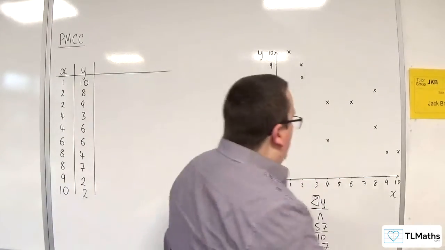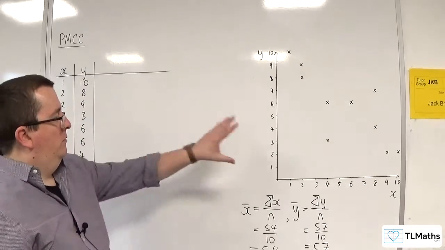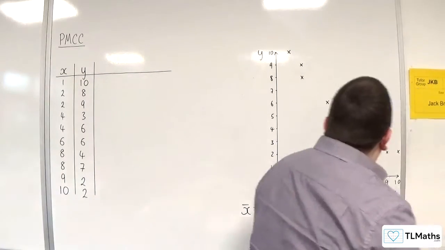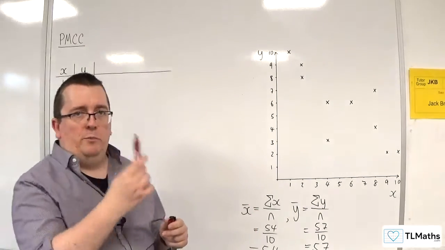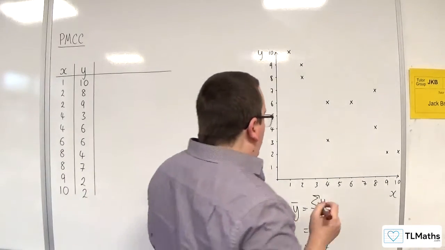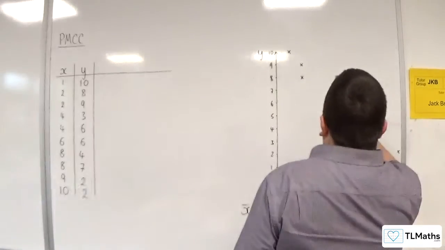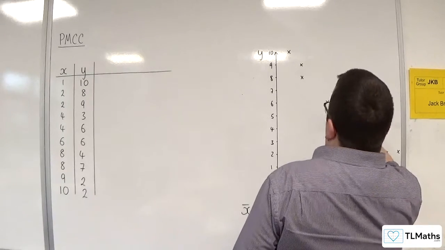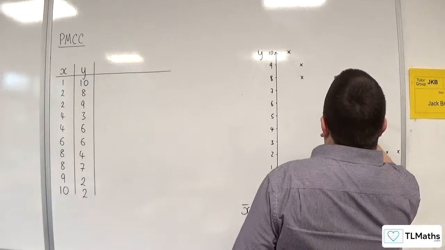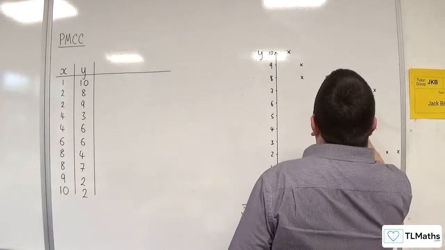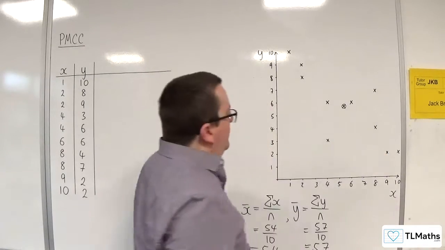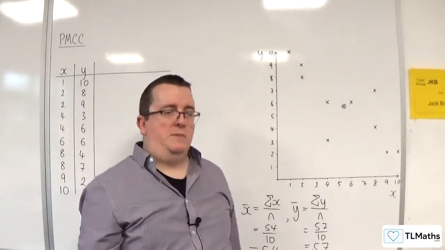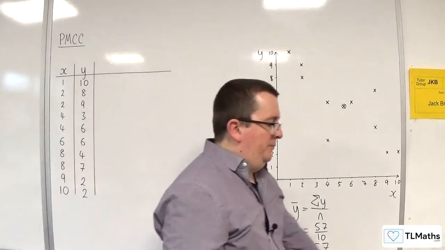And what we're going to do is plot that point onto the diagram here. I'm going to make it obvious that it's a different point by using a different colour. So 5.4, 5.7. So I would probably say somewhere there. Okay, so this is my mean point. Essentially, it's the mean of the x's and the mean of the y's.